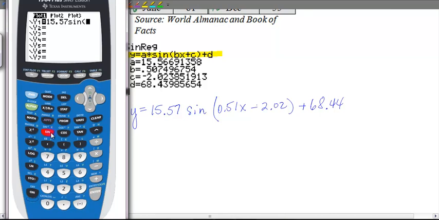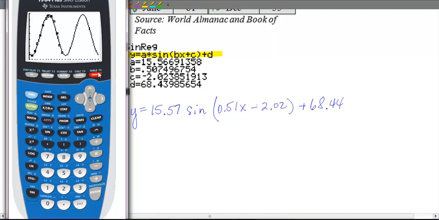15.57 sine parenthesis. Oops, it's already got a parenthesis. Let me back up. Let's enter the b value, which is 0.51. Then we choose x minus 2.02. Close the parentheses and add 68.44. Now let's go graph that on top of what we already had and see what happens. Ooh, that's pretty close, isn't it? And then we got another picture right there.